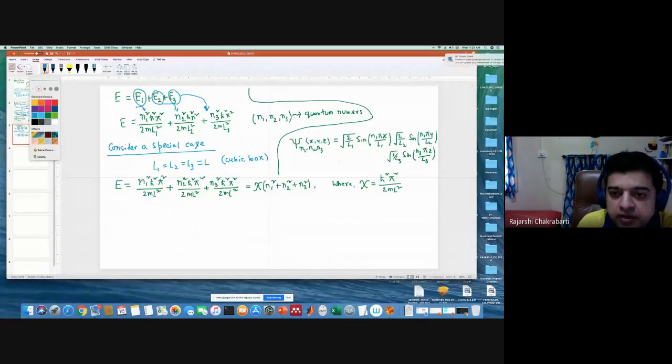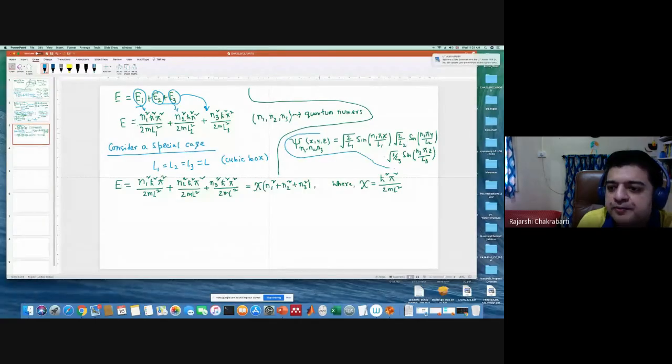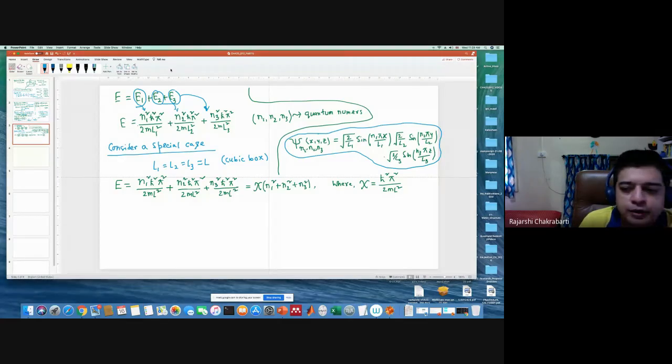Okay, so this is my wave function. Anyway, I'm coming back to the energy because I want to finish this as soon as possible and move to the real problem, the Hamiltonian problem.